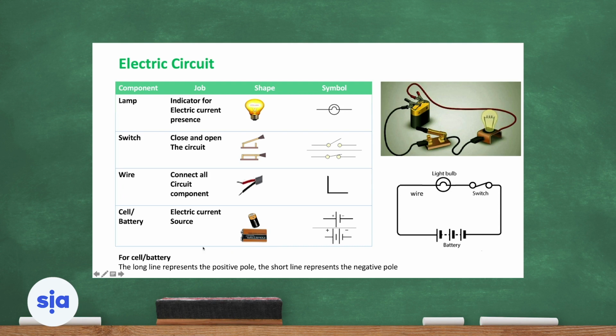The cell, or sometimes we call it the battery, is the source of electrons. It has a negative and a positive pole. It could be one battery or more than one battery in a single circuit. Again, it has a negative pole and a positive pole. The battery is the source of electrons.